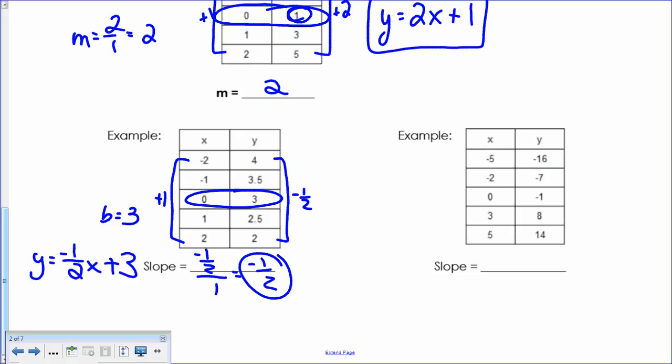Very good. Y equals negative 1/2 x plus 3. Okay. So let's look at our third example.